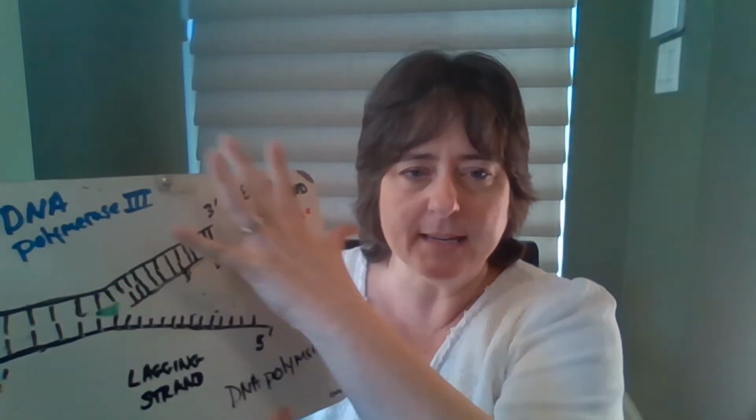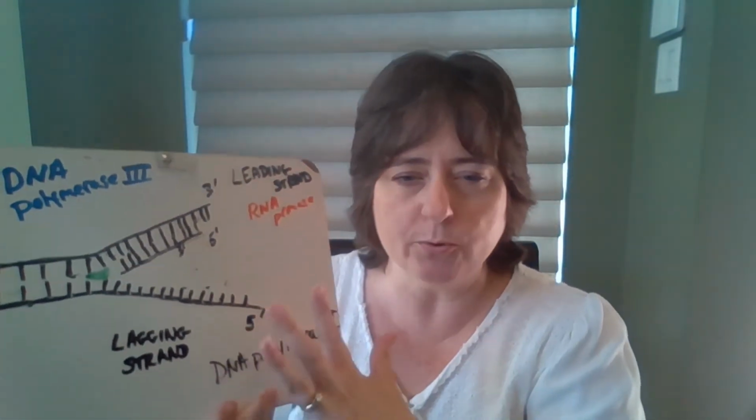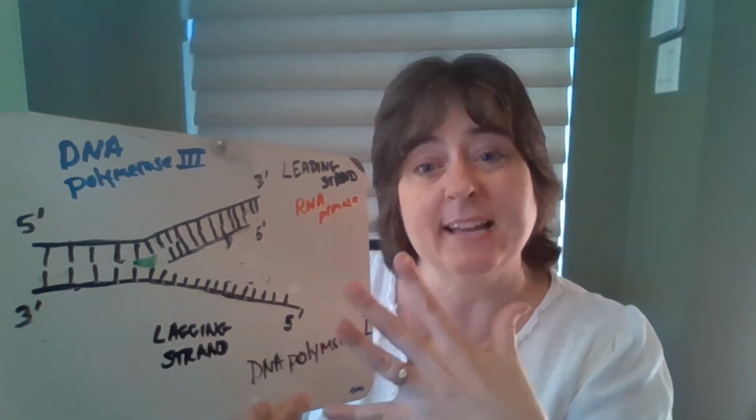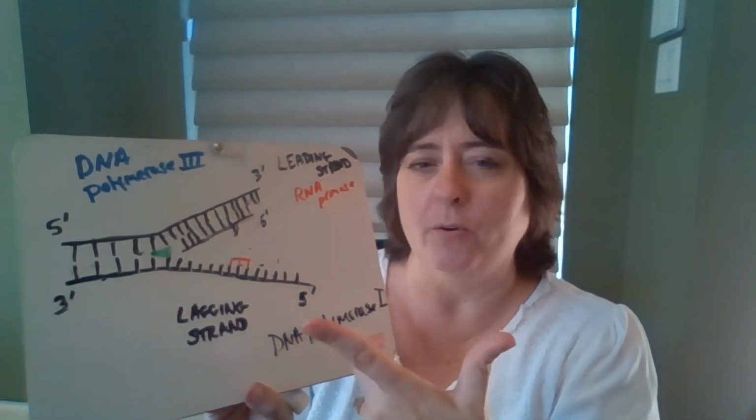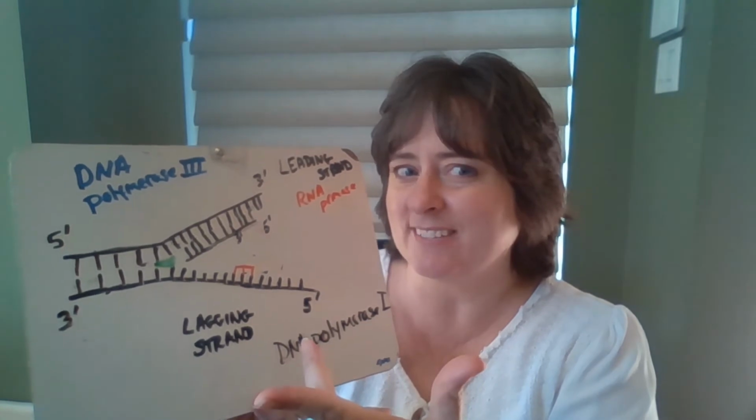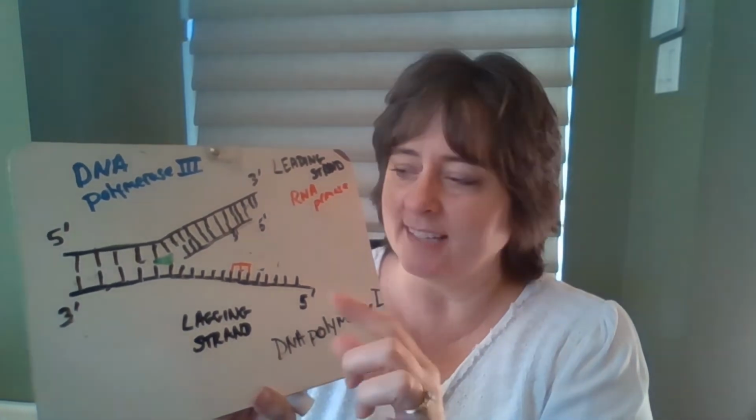Now, the same enzymes are involved, the same tools are involved. They will do the exact same thing. So let's do it on this side and see how that works. All right, so what comes in first? Yep, you got it, RNA primase. It's going to lay down a short primer of RNA. Then what comes in next? DNA polymerase 3.